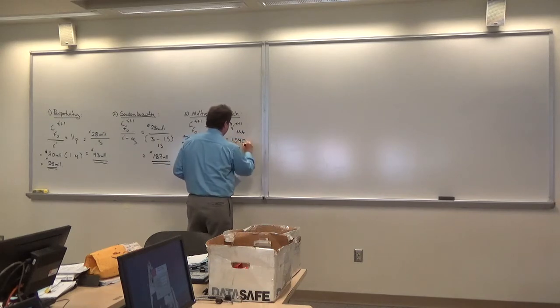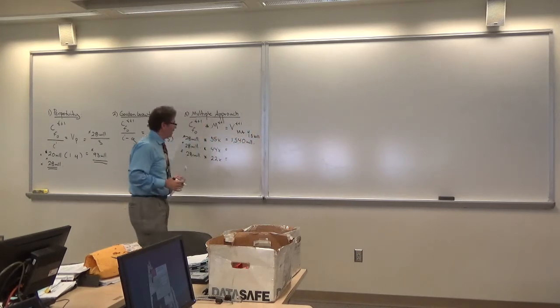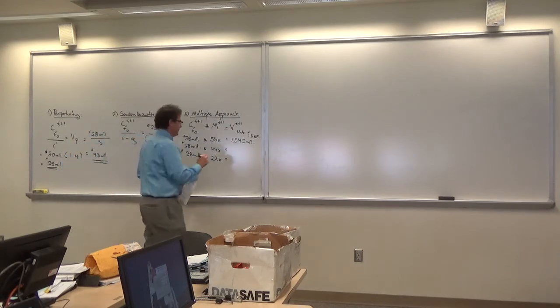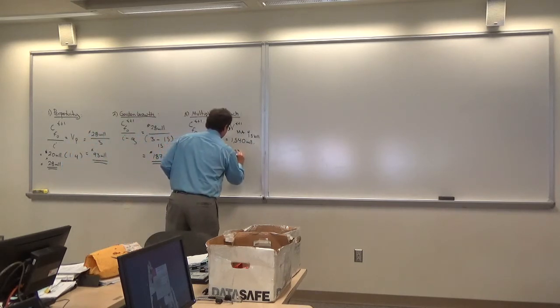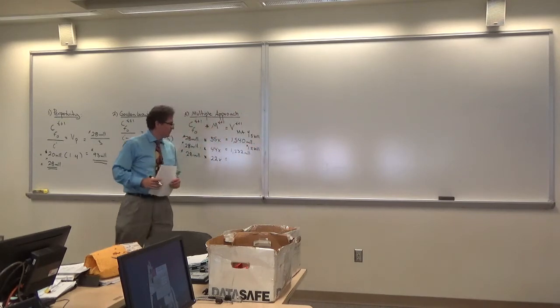1,540,000,000, basically million. 1.5 billion. Yeah. Okay, and what's 28 times 44? 1,232. 1,232 million, or 1.2 billion.